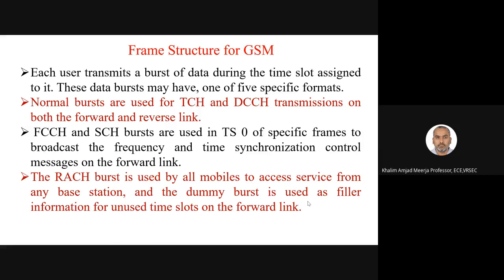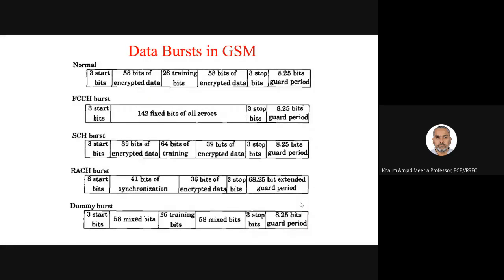So sometimes you need to keep idle, there's no data to transmit. In that case, you'll transmit a dummy burst, which has a specific format and is used as filler information in those unused time slots. Instead of leaving the time slots unused, just left free, you will be transmitting a dummy burst on the forward link. It has its own advantages. So these are the data bursts used in GSM.